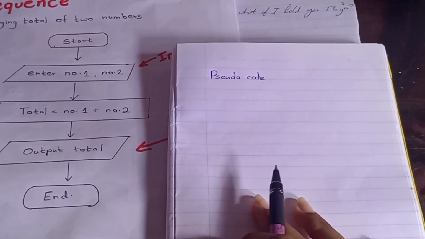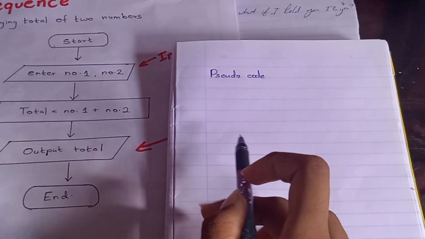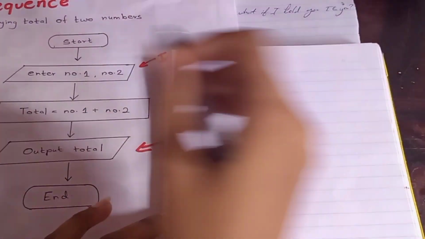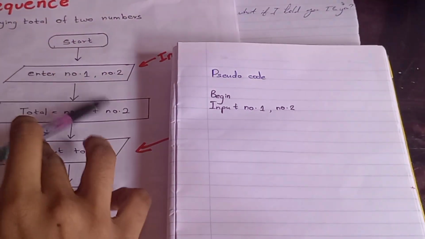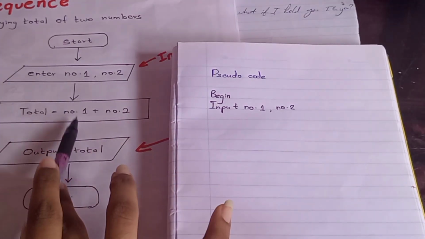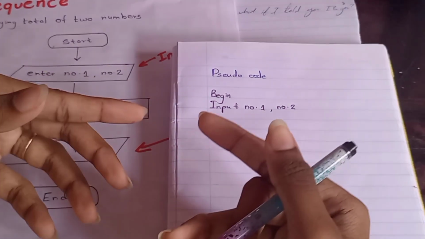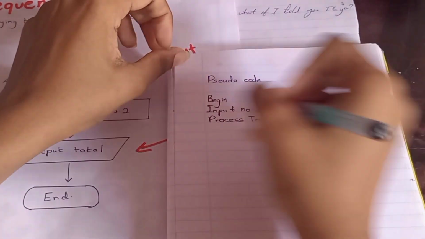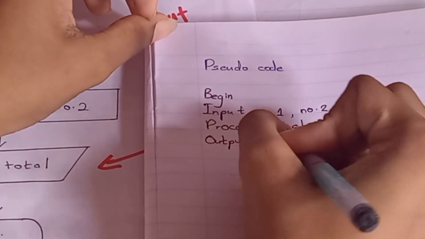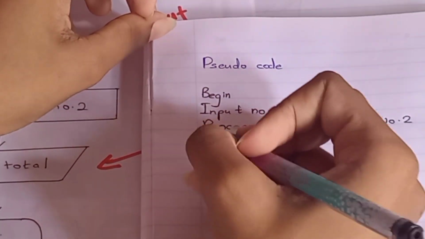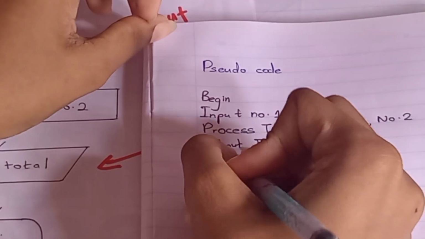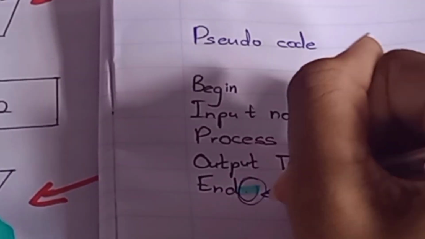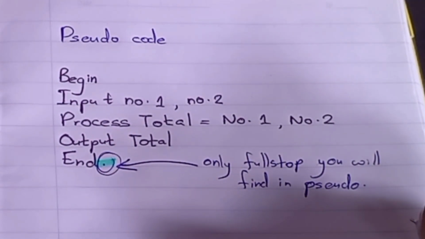Now let's check how we are going to write the pseudocode for the flowchart that we just wrote. In pseudo, for start, we say begin. To enter number 1 and number 2, we say input. And in pseudo, we say process when we're going to do a process, so we write process total equals number 1 plus number 2. Just like input, we write output, output total, and then simply end the program. This full stop is the only full stop that you're going to find in a pseudocode, after the end.